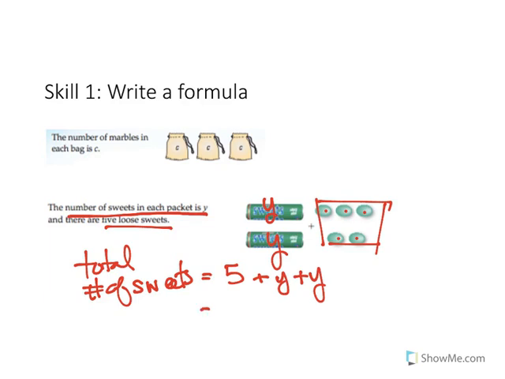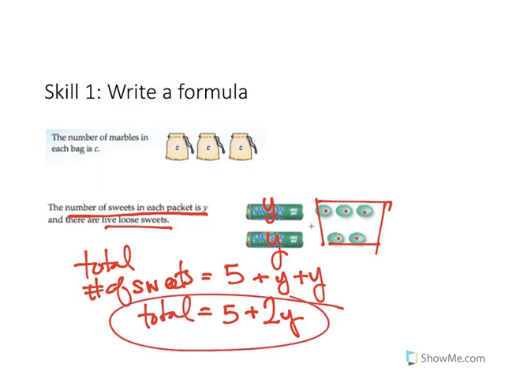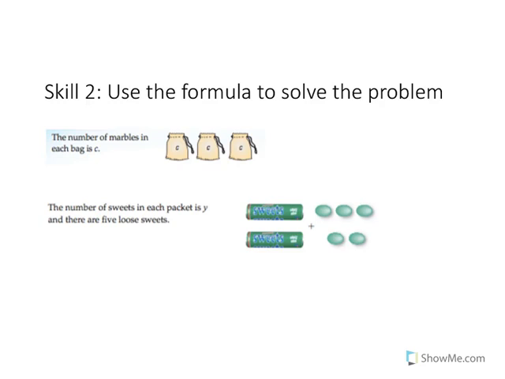Now we have to simplify this. We know 5 for sure, but we don't know how many are in each packet, so we can say 5 plus 2Y. So when we do find out how many are in those packets, all we have to do is multiply by 2. And that is a formula. Now, we're going to use the formula to solve the problem.